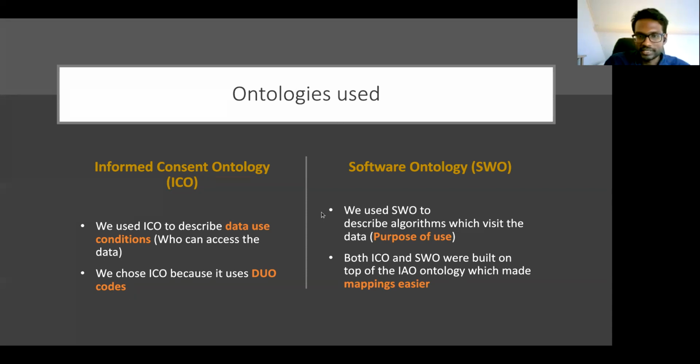And to describe the purpose of use, the person who's sending this query, we use a software ontology. Another reason why we chose the software ontology is that both ICO and the software ontology were built on top of the information artifact ontology, which made mapping easier for us. I'll show later on how this mapping is used.